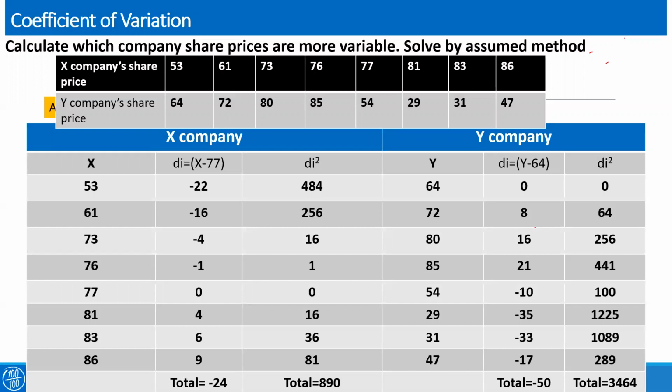Now see, there are two companies, X and Y, whose values are given. The share prices of company X are given as 53, 61, 73, 76 and so on. Similarly for company Y, the share prices are given as 64, 72 and so on. We need to find out which company's share price is more variable in nature.